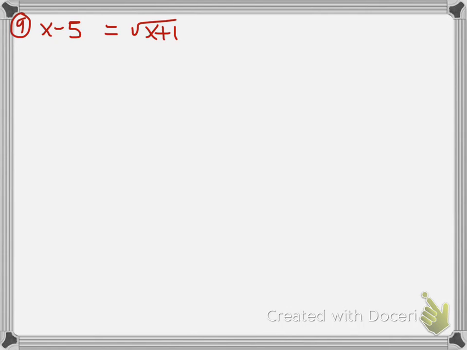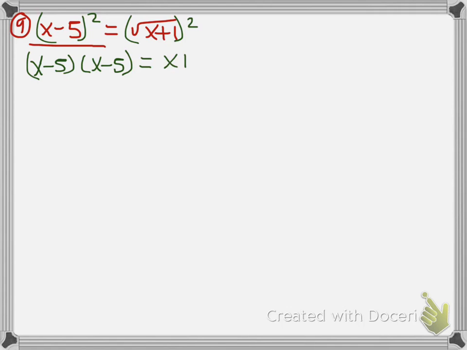In problem number 9, we just have x minus 5 equals the square root of x plus 1. We have to square both sides, so we need to put the left side inside of parentheses. Keep in mind, when you see something like this, that means I have to write that down twice. x minus 5 equals, on the right side the square root cancels, so it's just x plus 1.